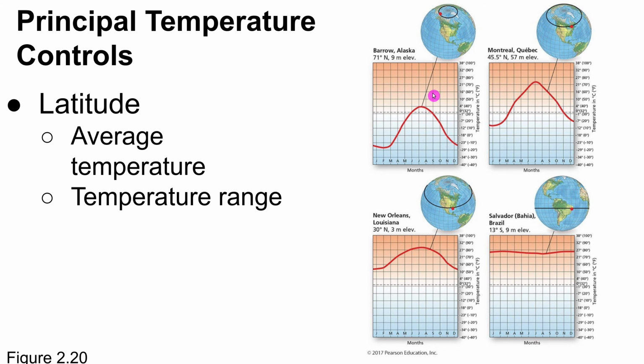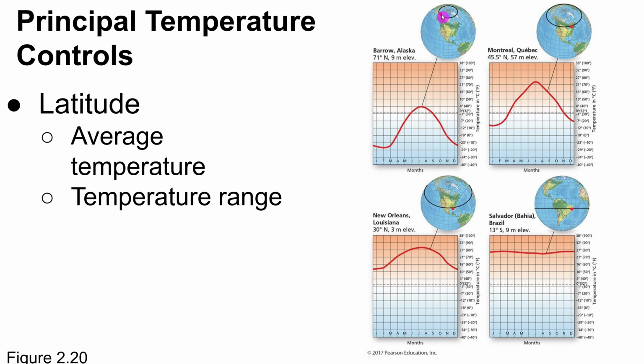So let's look at principal temperature controls. Let's look at latitude and its effect on average temperature and temperature range. I love this chart. We've got Salvador, Brazil, 13 degrees south, New Orleans, 30 degrees north. So we're going from almost the equator to higher latitude, Montreal at 45 degrees north, and then finally Barrow, Alaska at 71 degrees north.